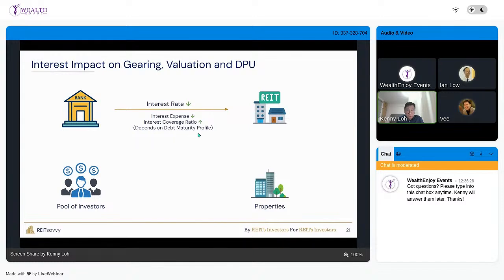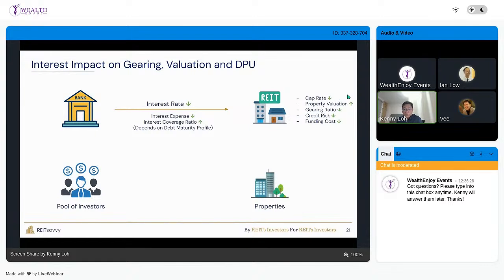Because it's not necessary that when the interest rate comes down, all the REITs will benefit from the interest rate cut. It very much depends on the debt maturity profile. Later, I will explain what this is all about if you are still very new to this financial ratio definition. And the rate cut will help to reduce the cap rate.